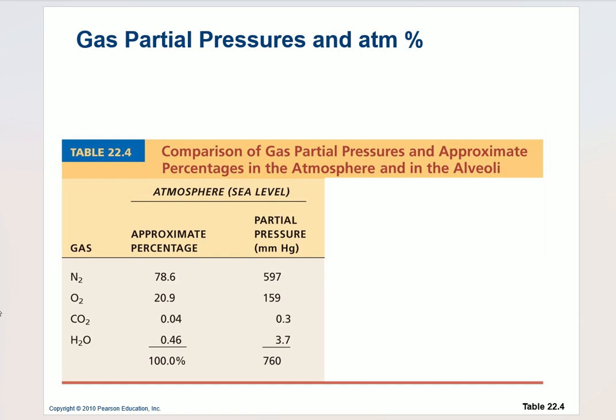Know these approximate percentages. Standardized tests might have you put these in order from most to least or from least to most. So know nitrogen, oxygen, water, carbon dioxide. Or conversely, least to greatest: carbon dioxide, water, oxygen, nitrogen. But know these percentages.